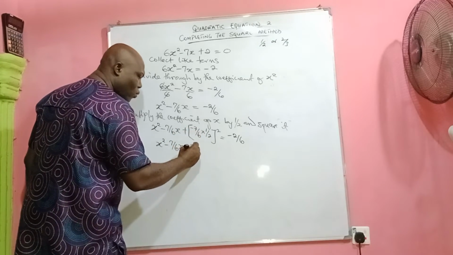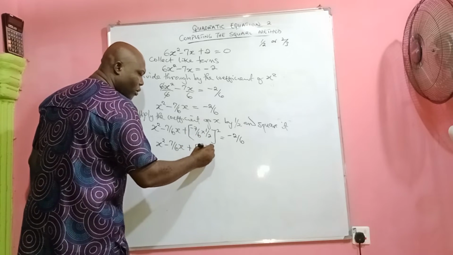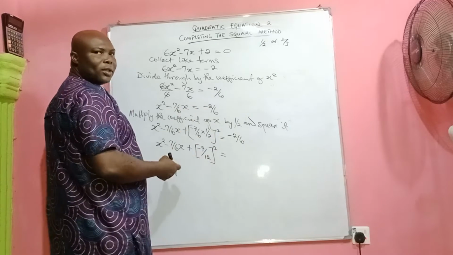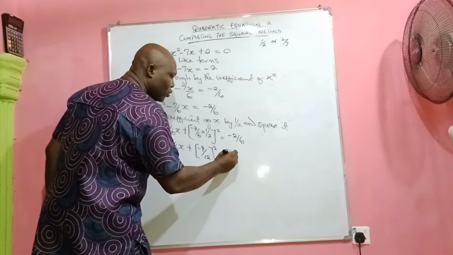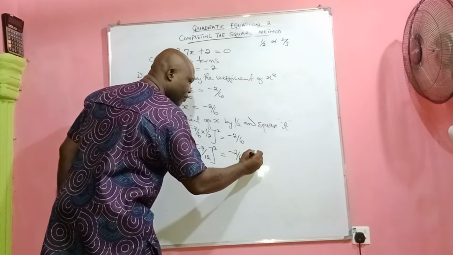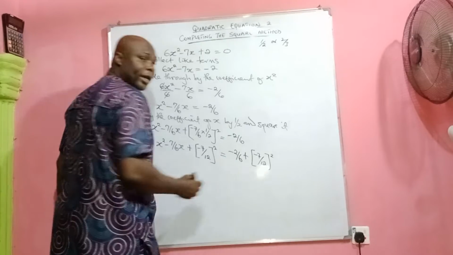Minus 7 times 1 is minus 7, all over 6 times 2 is 12, all squared. So that result has to be added to both sides to complete the square, or to make the equation balance. So we are going to have minus 2 all over 6. We are also adding a negative 7 all over 12, and then we square it.